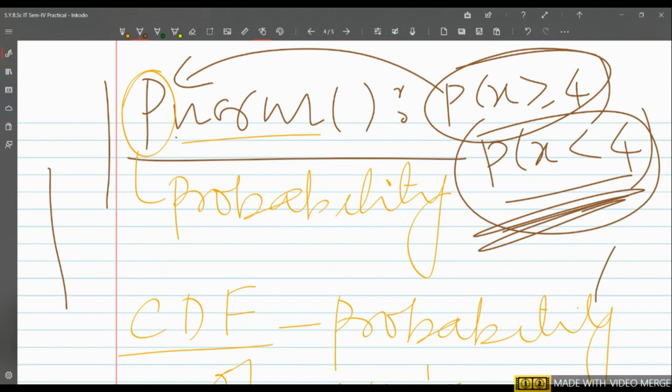So this is all about the inbuilt functions. Let us now proceed with the practical questions. Okay, so let me start with R Studio.